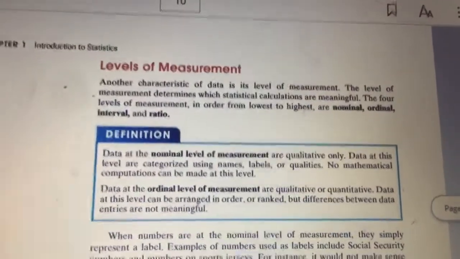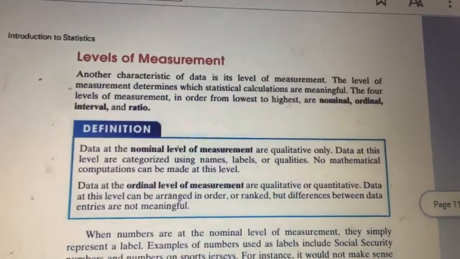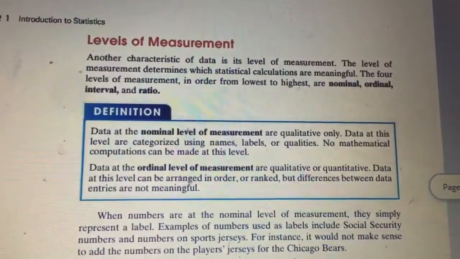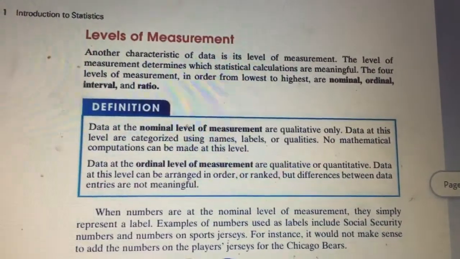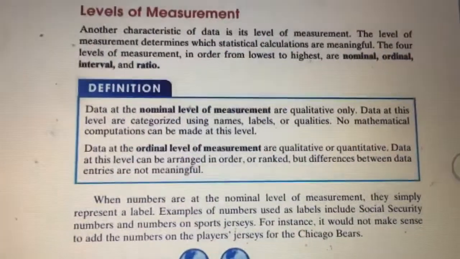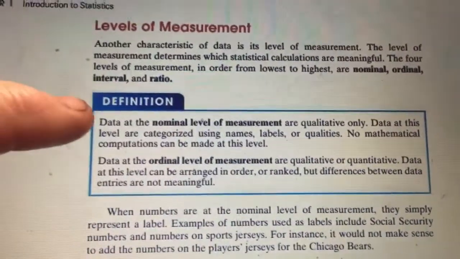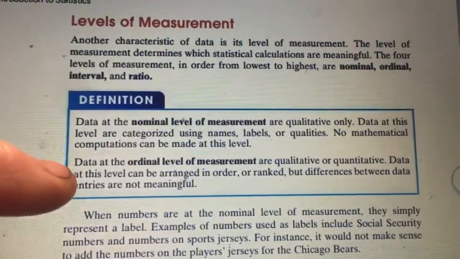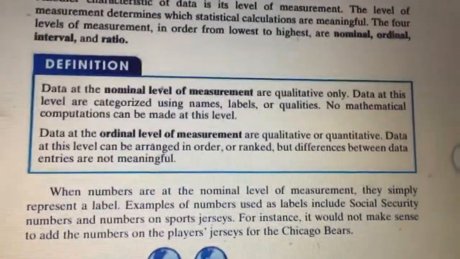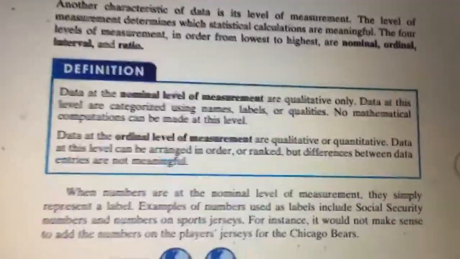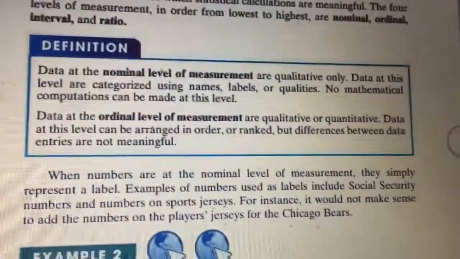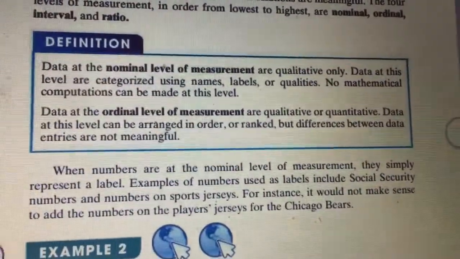Right here on the next page, click on the next page. Here are definitions. We have nominal level of measurement and ordinal level of measurement. Now, when you're talking about qualitative data, qualitative can be these two ways. Nominal means it's just like some kind of name. It's categorized as a name or a label.